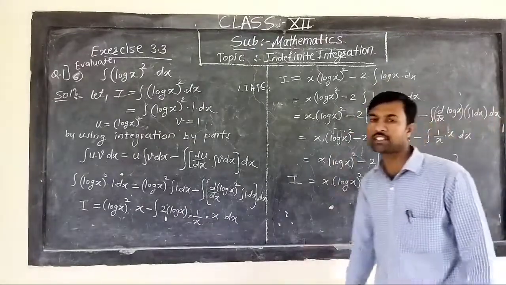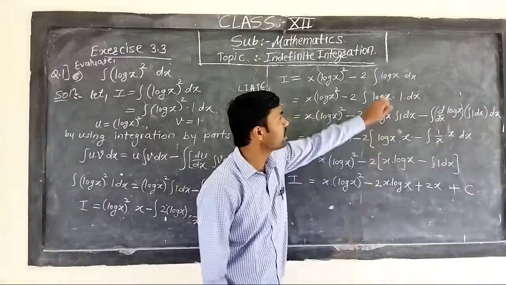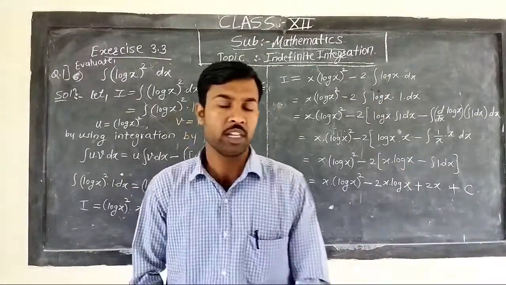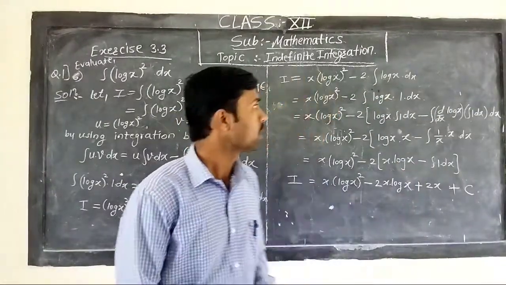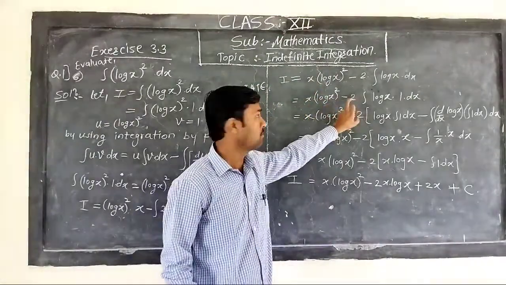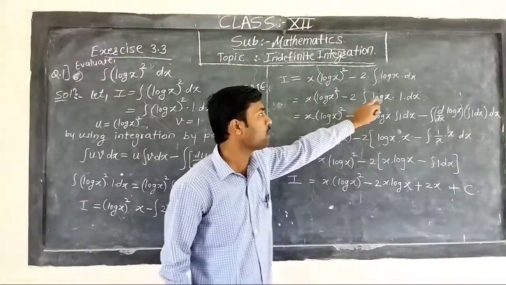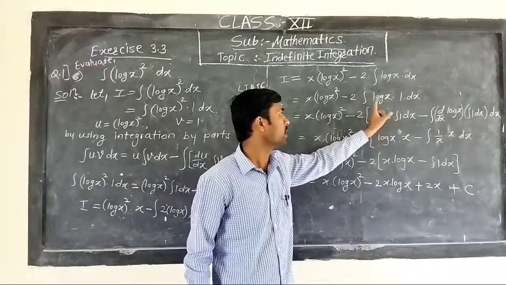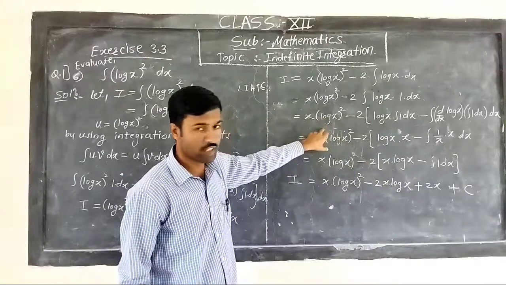Friends, again the same problem arises, that here is integration of log x dx, and we don't have any formula for integration of log x dx. So the same method I will apply here. This term remains as it is, minus 2 into integration of, I have taken 1 in multiplication of log x here. Then this term remains as it is.